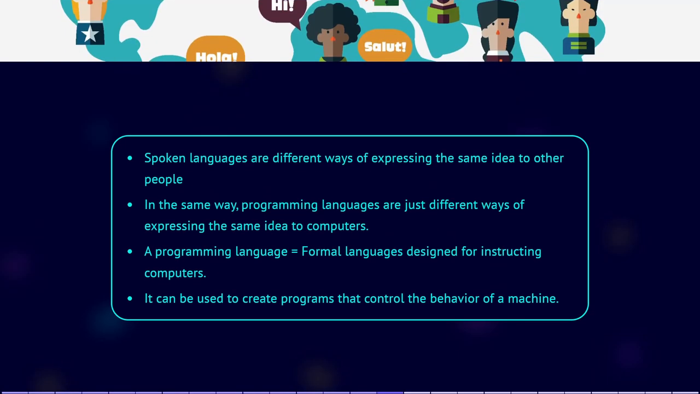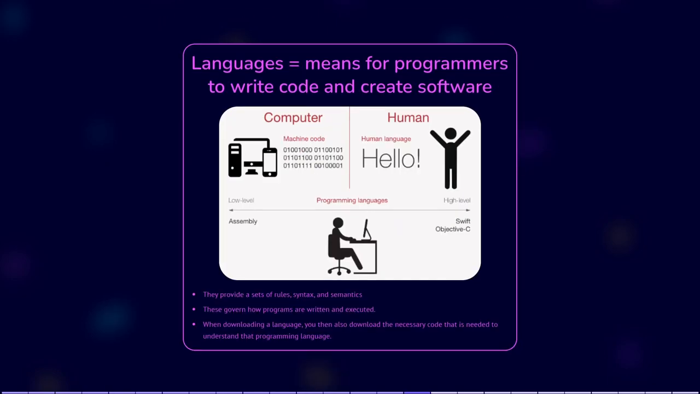Spoken languages are different ways of expressing the same idea to other people. In the same way, programming languages are just different ways of expressing the same idea to computers. A programming language is a formal language designed to communicate instructions to a computer. It can be used to create programs that control the behavior of a machine. Languages serve as a means for programmers to write code and create software applications. They provide a set of rules, syntax, and semantics that govern how programs are written and executed.